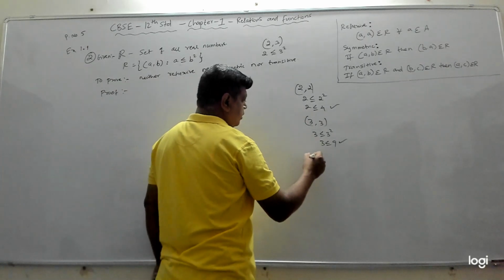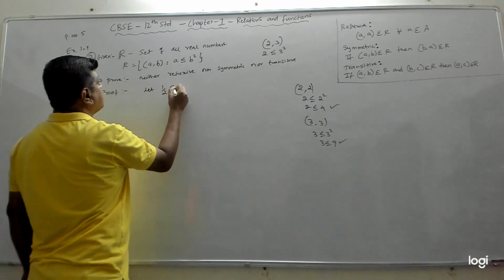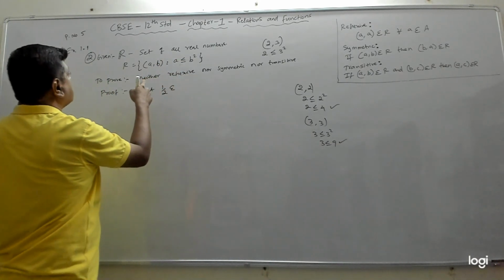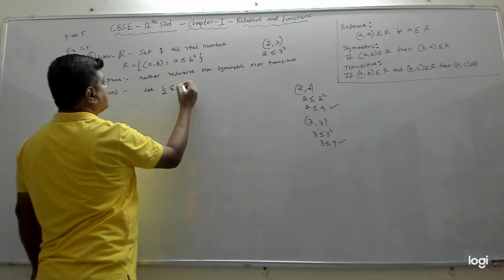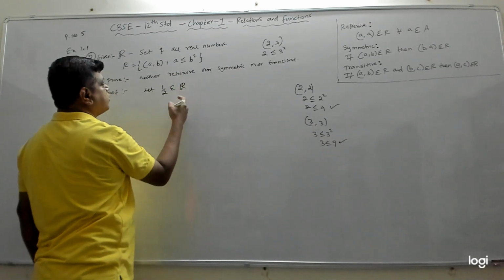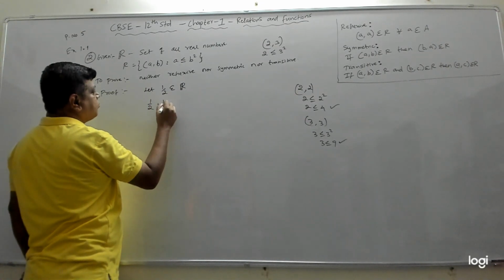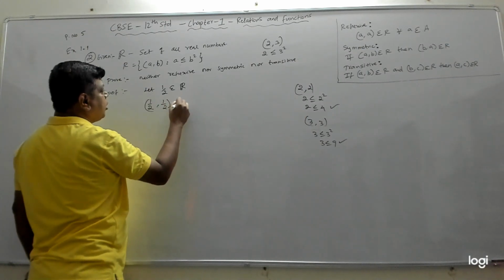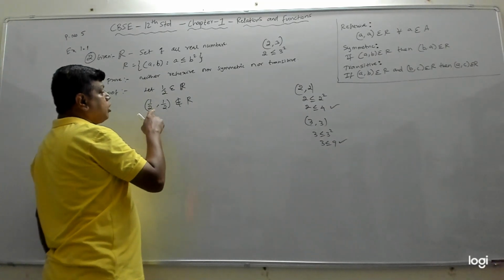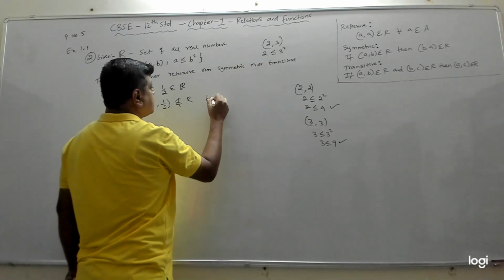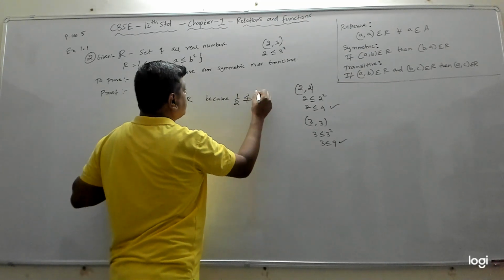Let's take a number. Suppose I take x as half, let's say half belongs to this R, which is the set of all real numbers. Then half comma half, 1 by 2 comma 1 by 2, will not belong to the relation R. See, this R and this R are different. So 1 by 2 comma 1 by 2 will not belong to R because 1 by 2 is not less than or equal to 1 by 2 the whole square.